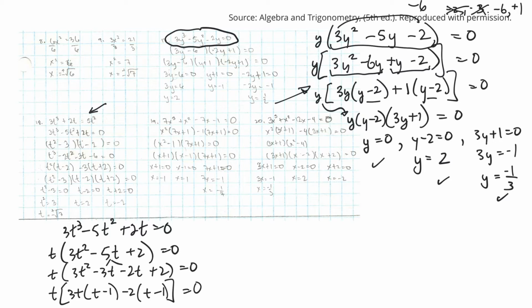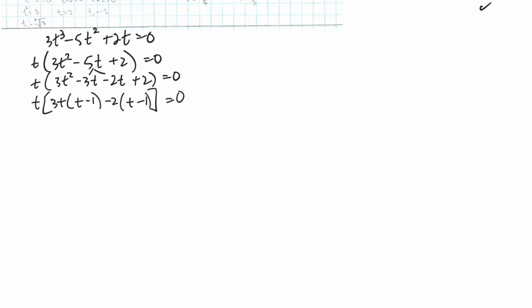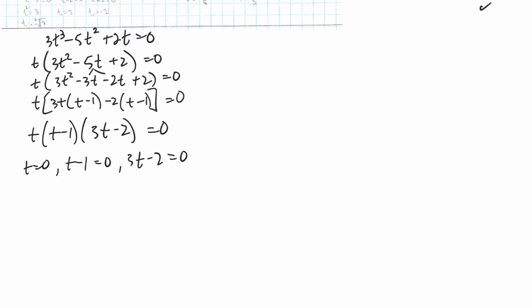Okay, let me see if I move this stuff up. Now, I can factor that t minus 1 out front, and I'm left with 3t minus 2 is equal to 0. So then t equals 0, or t minus 1 is 0, or 3t minus 2 is equal to 0. So t is 0, t is 1, or t is equal to 2/3. Okay, so those would be my 3 answers for that one.